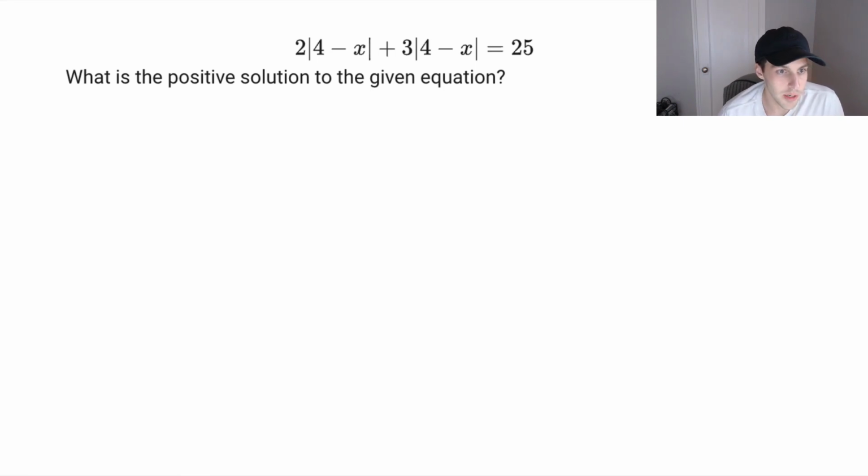So this first question, we have this equation that's got some absolute values and it's asking us what's the positive solution to the given equation. So when we're talking about the solution to the equation, we're talking about the variable or unknown, which is x in this case. And since we've got absolute value, it's asking us what is the positive solution.